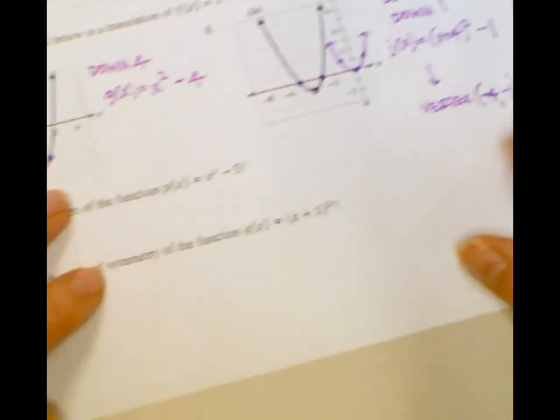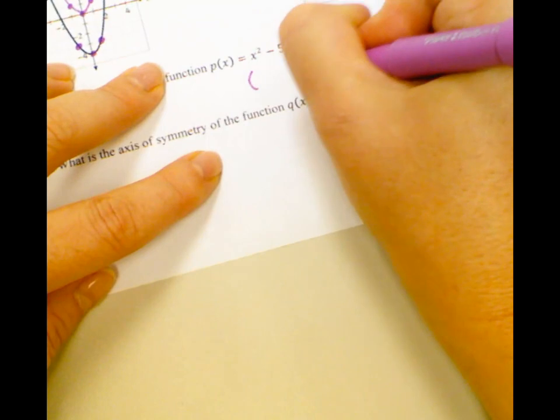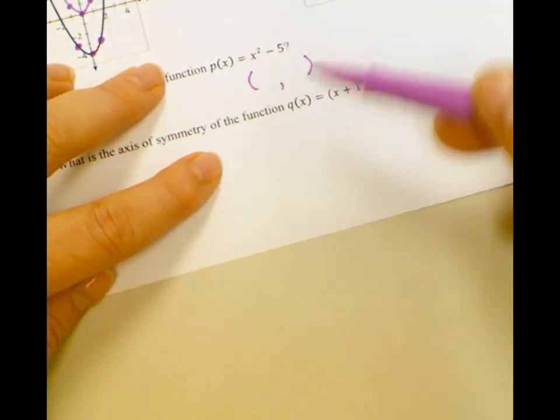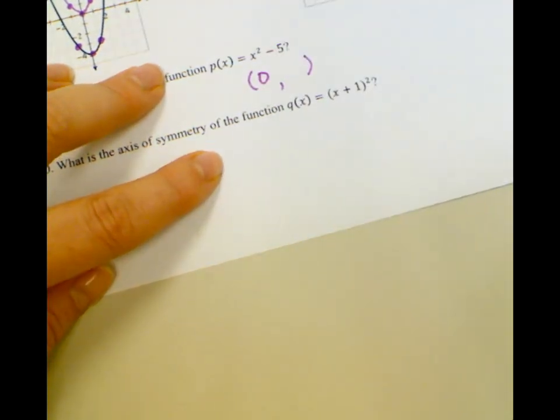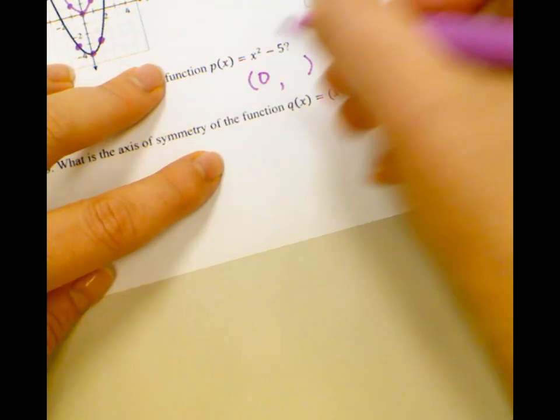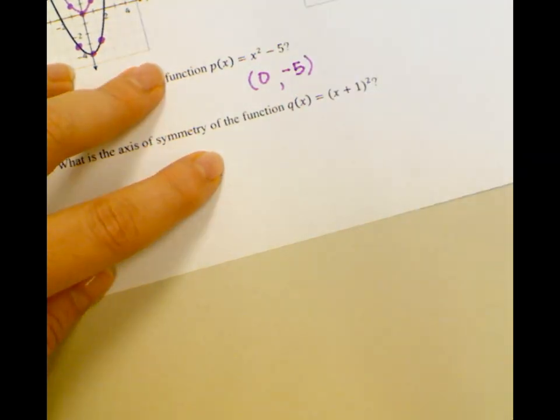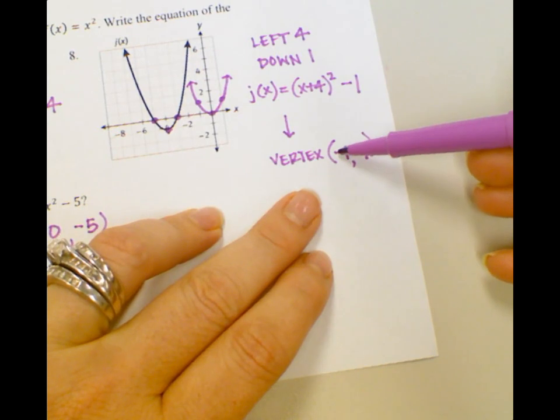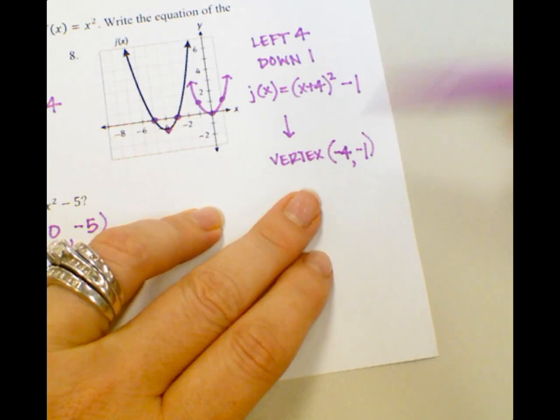Okay, now let's look at this one. The reason why I did the other one first, because this one's a little different. Is there a left and a right here? Is there any parentheses? No. So your vertex here has a 0. There's no left and right. Up and down, this one goes down 5. Okay? And you can also think of this by how it goes. Like over here, left 4, that's minus 4 because you're going to the left, down 1. Okay? So the vertex is sort of how it moves.